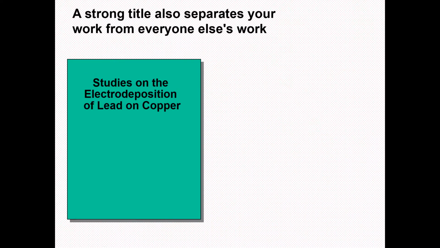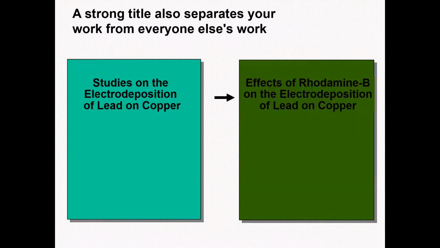A strong title also separates your work from everyone else's work. And here again we have an example. Sometimes people choose an ordinary topic, which mixes their work up with other people's work. People are unable to easily find their work because of their journal titles. They choose such a title that almost every second person has that particular title. Therefore, it's difficult for the researcher to find their work or to focus on their work.